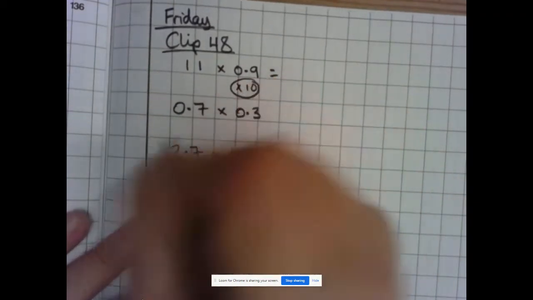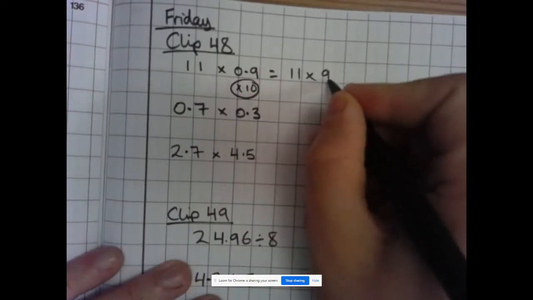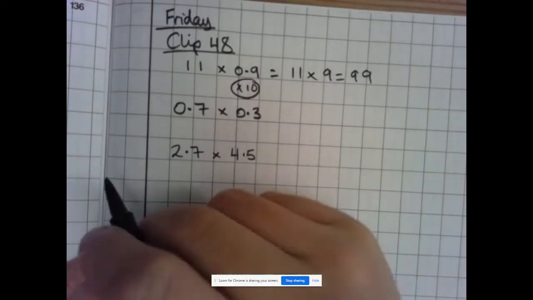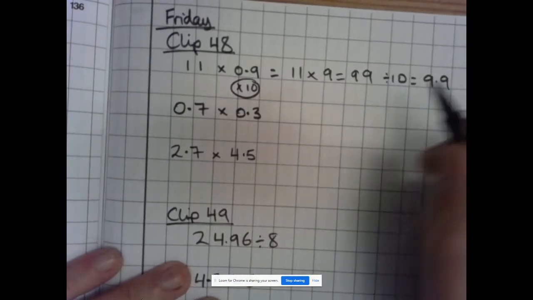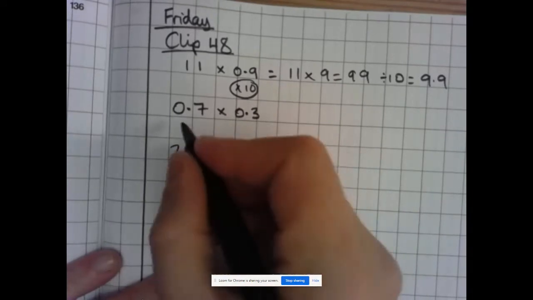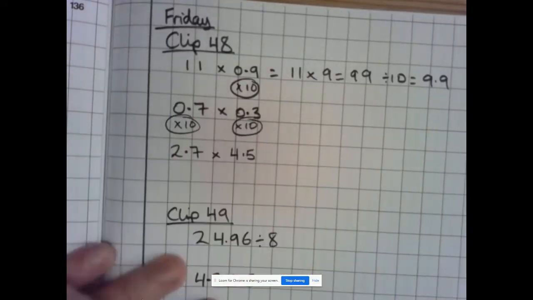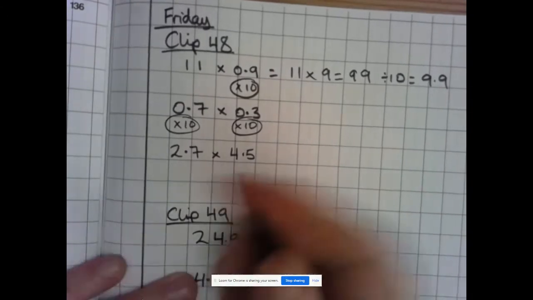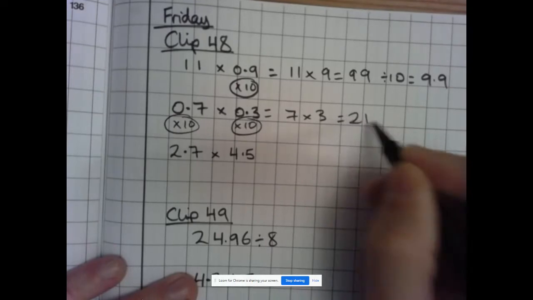10, I could then divide my answer by 10 later on. So if I did 11 multiplied by 9, which I know is 99, I now need to divide this answer by 10 to get an answer of 9.9. That's my answer there. The next one, I'm going to multiply this one by 10, multiply this one by 10, so both multiply those decimals, because I don't tend to like multiplying with decimals.